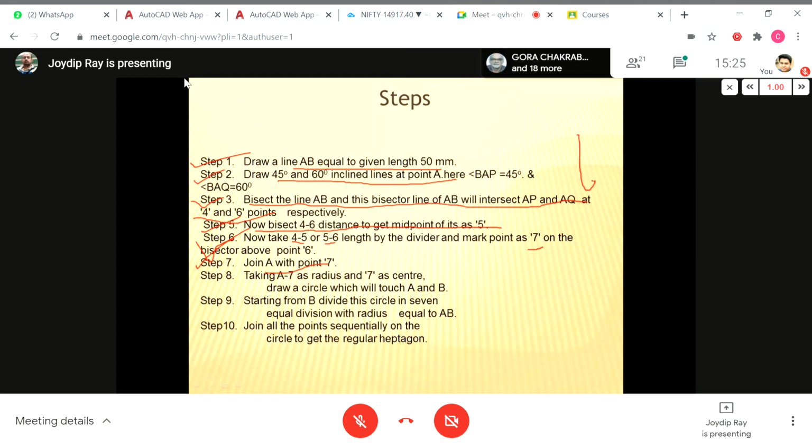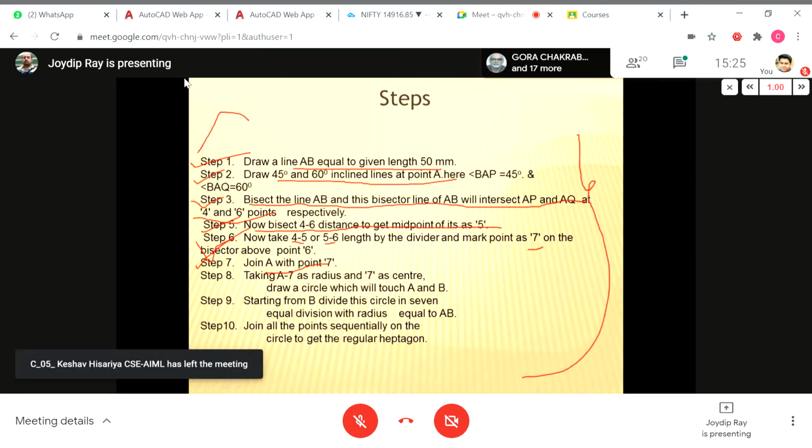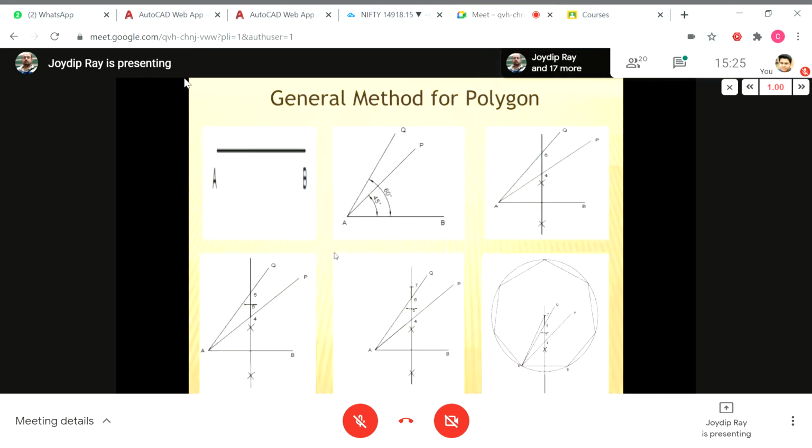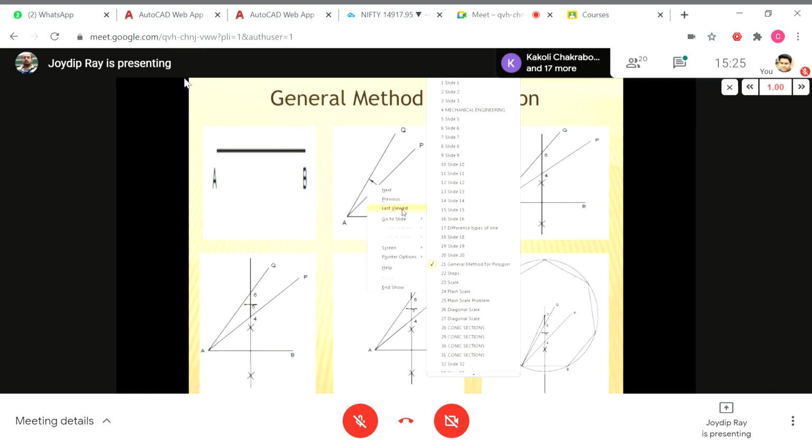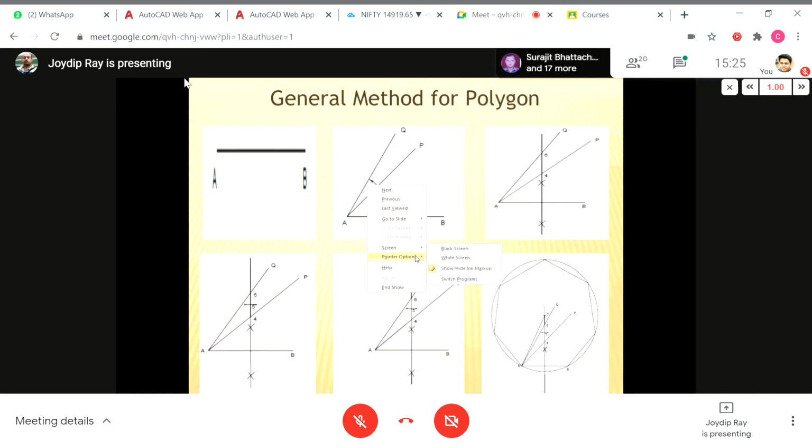So I believe that you people have understood. If any confusion, please ask me. Dimensioning, yes. Of course, we have to write the dimensions, because if we are not writing the dimensions, what will happen? It will become an artistic drawing.